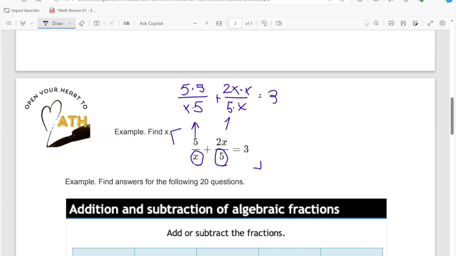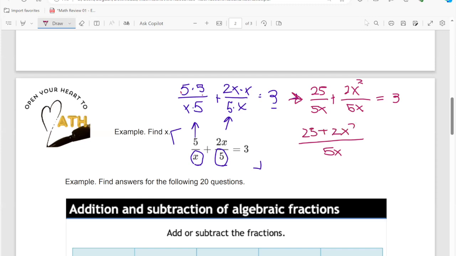Remember, each of these fractions is still the same value, so that 3 doesn't change. Let's simplify this. 5 times 5 is 25, divided by 5x, plus 2x times x, I'm going to write it as an exponent, 2x squared, divided by 5x equals 3. The denominator is the same, so let's combine it. 25 plus 2x squared over 5x equals 3. If you can get to here, I think our goal of doing the fraction is done.